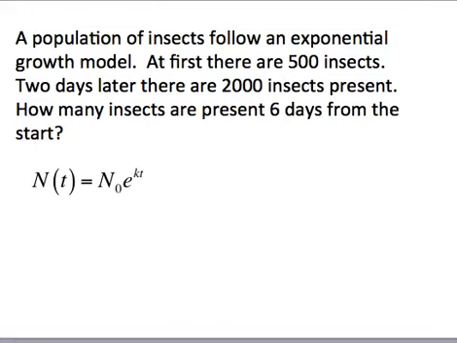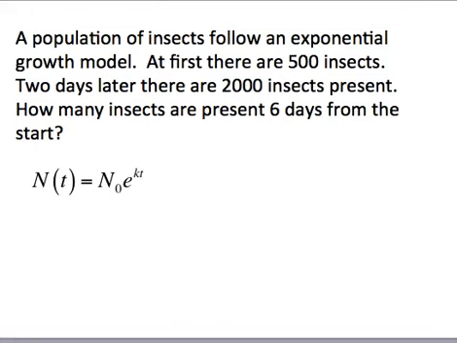We're going to continue with this exponential growth and decay model. This time we're going to look at growth. It says a population of insects follows an exponential growth model, at least in the short term. At first there are 500 insects. 2 days later there are 2,000 insects present. They're growing pretty fast. How many insects are present 6 days from the start?